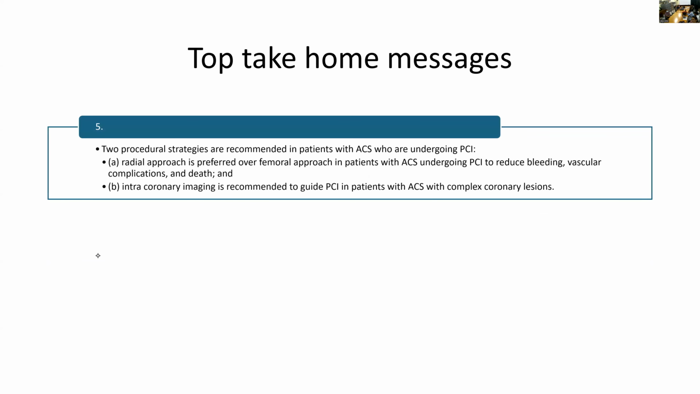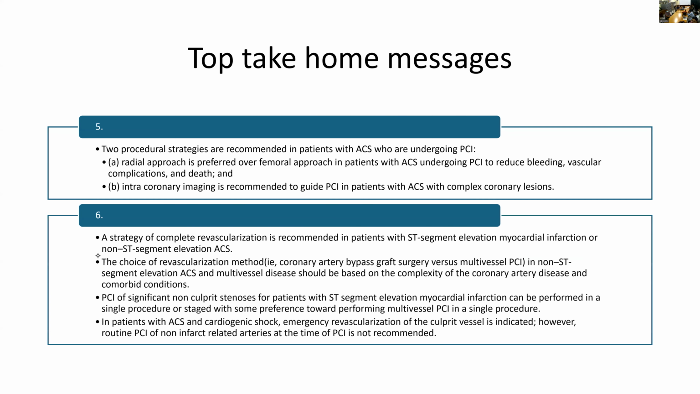So two procedural strategies are recommended in patients with ACS who are undergoing PCI. A radial approach is preferred over femoral approach to avoid bleeding. Intracoronary imaging is recommended. The strategy of complete revascularization is recommended in those with STEMI or NSTEMI. The choice of revascularization should be based on the complexity. PCI of significant non-culprit stenosis in patients with STEMI can be performed in a single procedure or staged, with some preference towards performing multi-vessel PCI in a single procedure.